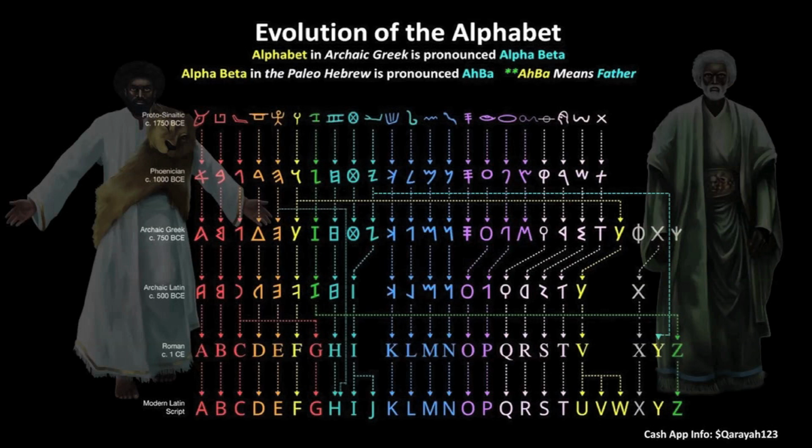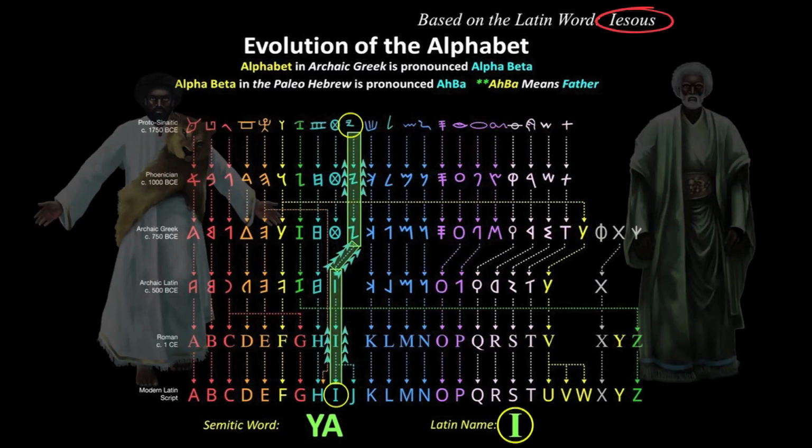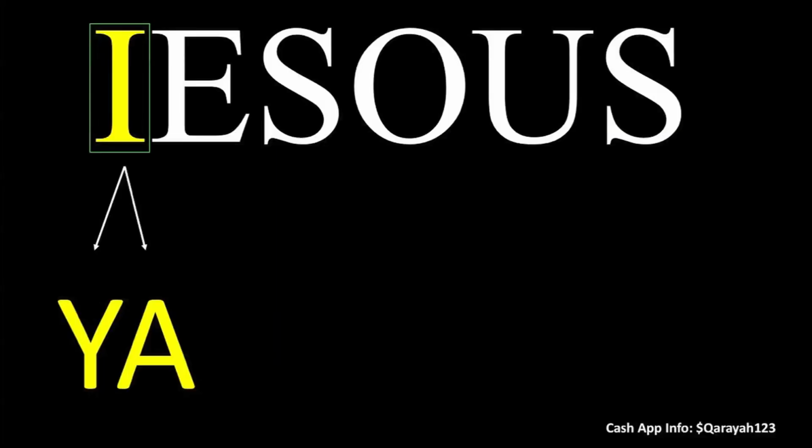Now let's revisit the evolution of the alphabet. What we're attempting to do today is reverse engineer the Latinized word for Iesous back into the Afro-Asiatic Hebrew. First, we are going to start with the letter I. When we follow the trail from the letter I, we land at the Hebraic character Yah. The letter I comes from the Hebraic Yah.